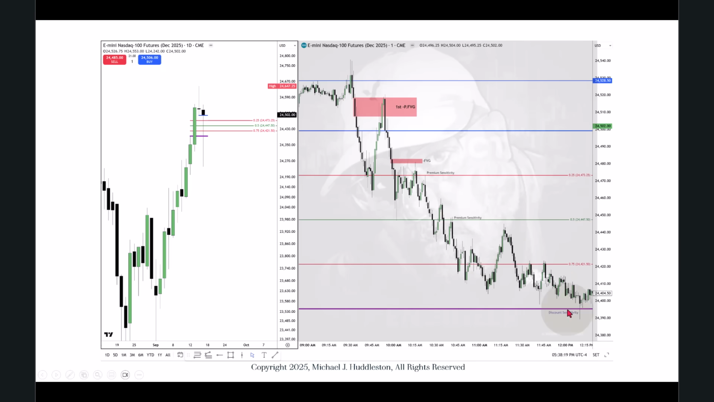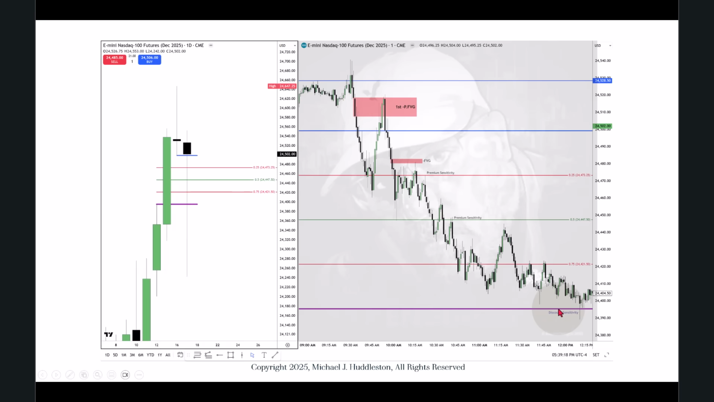All right, so now I highlighted this level here purple. You can see it's now discount sensitivity, and that's what this is here. So this purple line is this purple line here. So that way we can track it. And now I'm zoomed in on the daily chart over here so I can see a little bit more detail. And right down here, this is a volume imbalance.